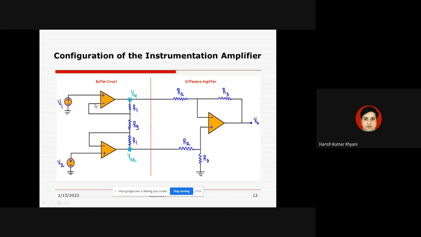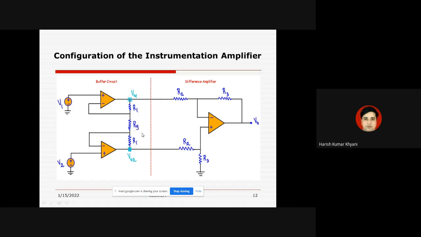Okay, and here you can see that in op-amp 1 and in op-amp 2 there are two input supplies which are applied on non-inverting terminals. V1 is the input of op-amp 1 which is applied at non-inverting terminal, and V2 is the input which is applied at the non-inverting terminal of op-amp 2. Okay, and there is a negative feedback of op-amp 1 as well as op-amp 2 with resistance R1 and R1, right? And in between these two resistances there is a resistance called RG.